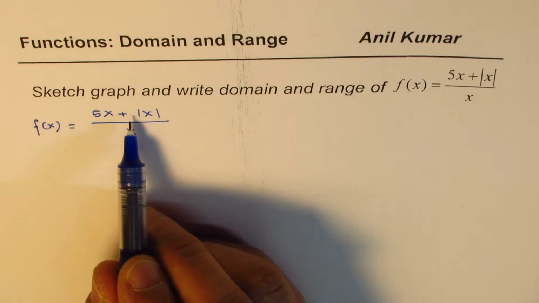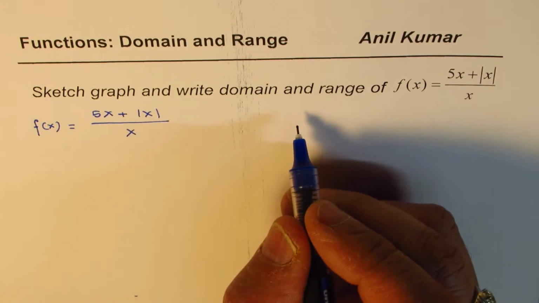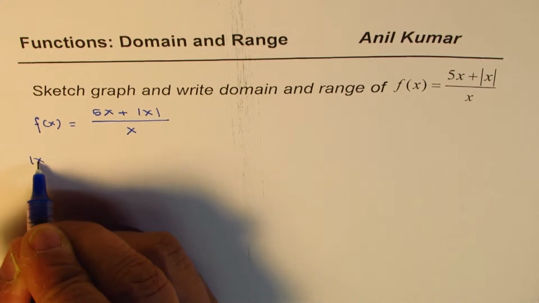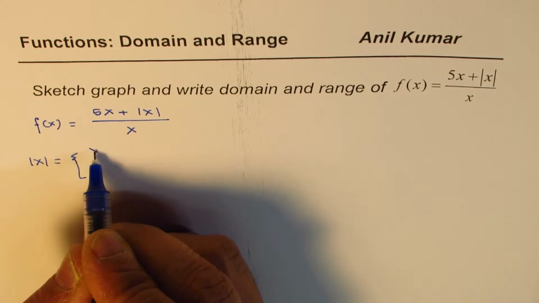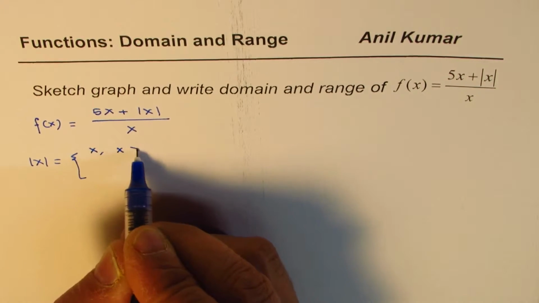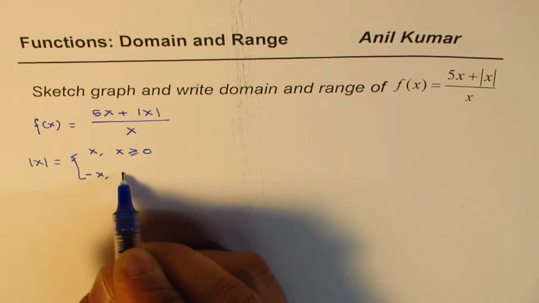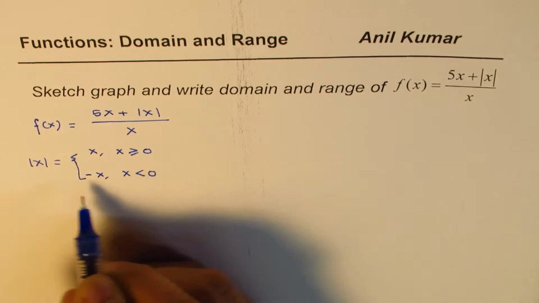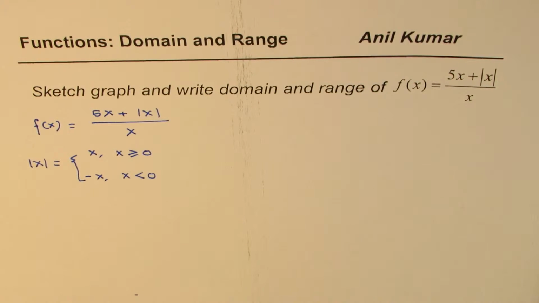Now to begin with, let us understand what this absolute x function is. You could always write absolute x as a piecewise function, right? So it is equal to x when x is greater than or equal to 0, and it is negative of x when x is less than 0. So that is how you define absolute x. So it is basically a piecewise function, all right?